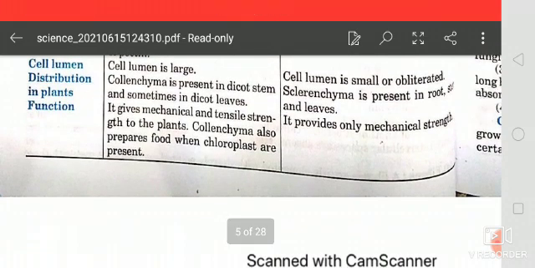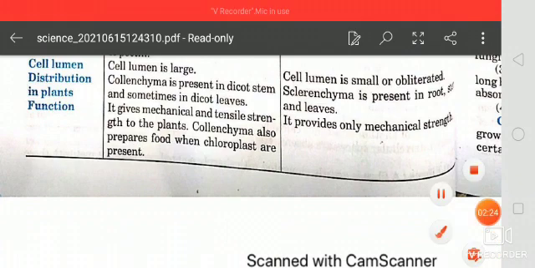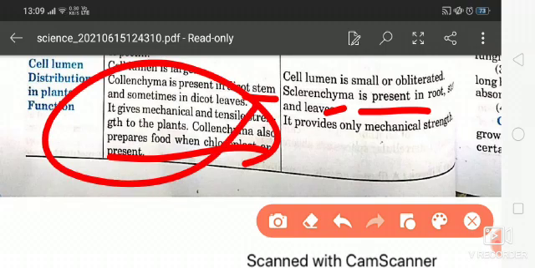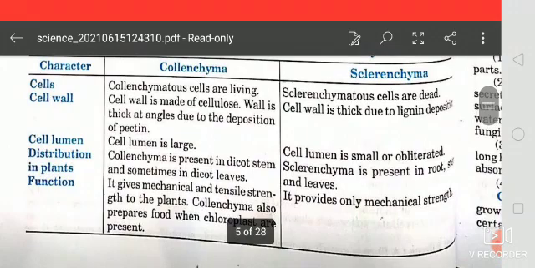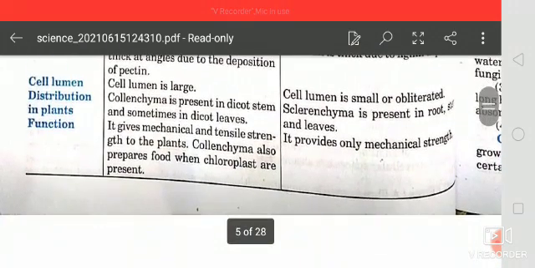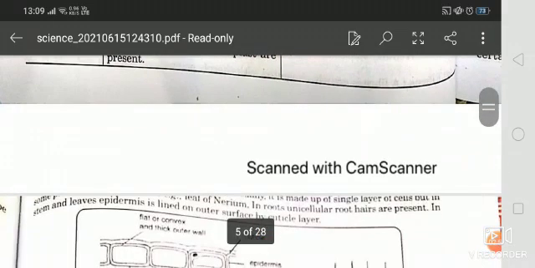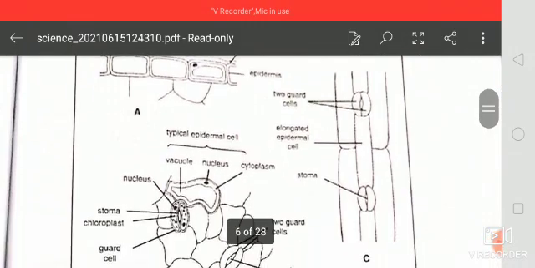Okay, next is distribution in plants. Collenchyma is present in dicot stems and sometimes in dicot leaves, but sclerenchyma is present in roots, stems and leaves. Next, it gives mechanical and tensile strength. Which one is that? That is collenchyma. And in sclerenchyma, where lignin is there, it provides only mechanical strength. So collenchyma has a very important function in plants.